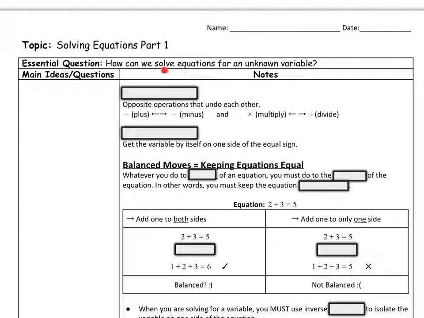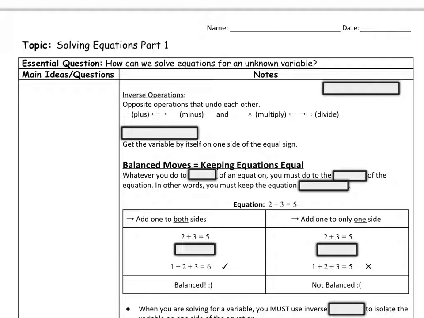Question to think about. How can we solve equations for an unknown variable? And there's a lot of strategies that go into it. First, let's go over something that's very important on this topic, inverse operations. These are opposite operations that undo each other. For example, plus and minus, they're opposites, they cancel each other out. Multiply, divide, these are opposites, they cancel each other out.